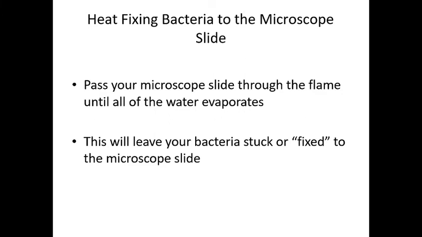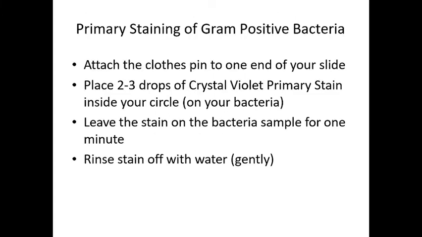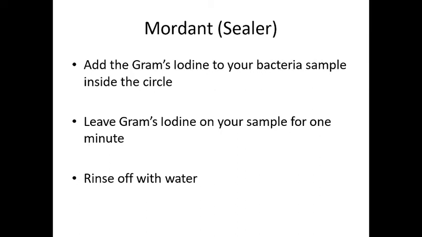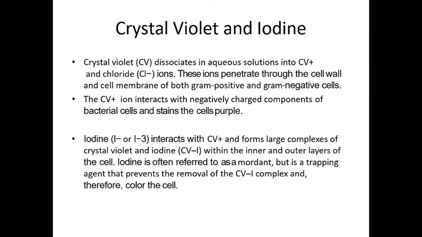classes. So the concept of gram staining, as you can see, is that crystal violet dissociates in aqueous solutions into crystal violet plus and chloride minus ions. Now these ions, as you know, have penetration power through the cell walls of both gram positive and gram negative cells. So the crystal violet positive ion interacts with the negatively charged membrane of bacterial cells, and hence that's the reason for the purple color of the cells.